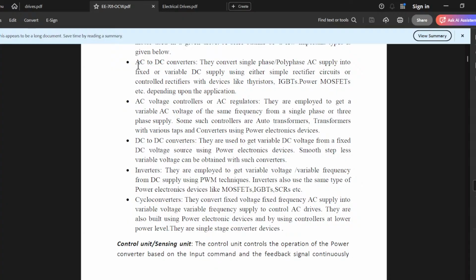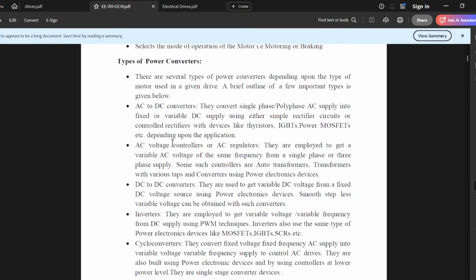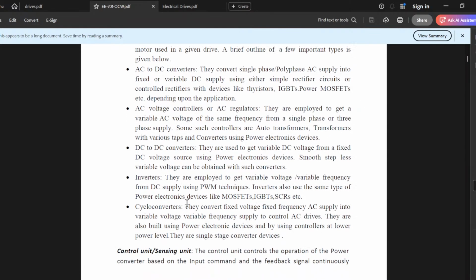So DC to DC. AC to DC, AC to AC, DC to DC. Let me just wait a minute, just write it. So AC to DC converter, the first one. AC to AC, we call it regulators. Then DC to DC converters. They are used to get variable DC voltage from a fixed voltage. Now you were getting 5 volt only, now you can get 2 volt, 3 volt, 4 volt. You can get a variable amount of DC from a fixed voltage source.